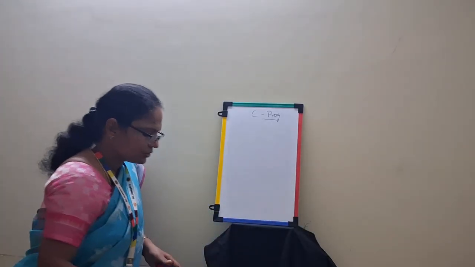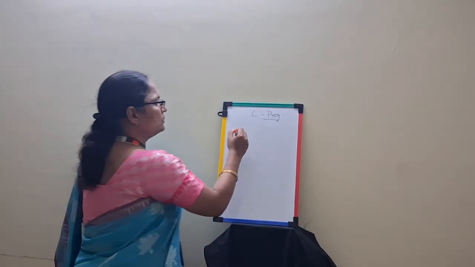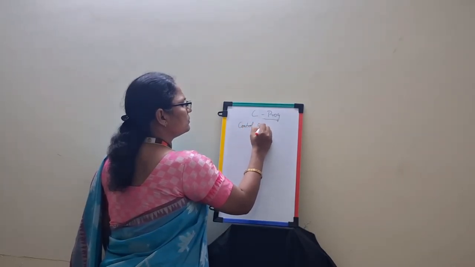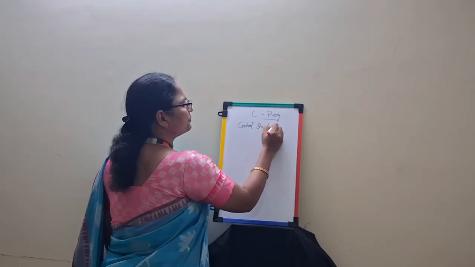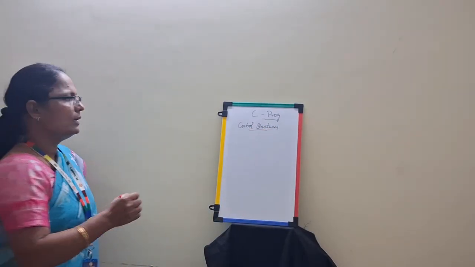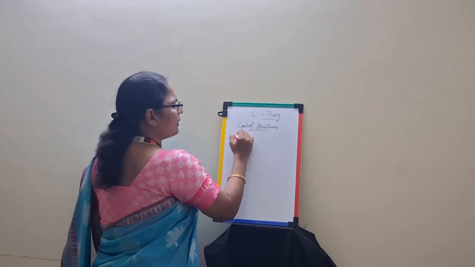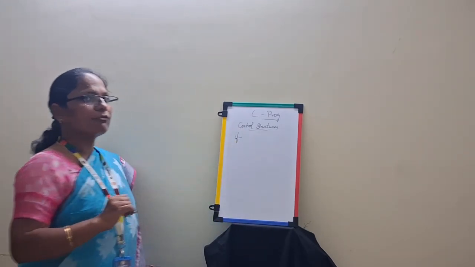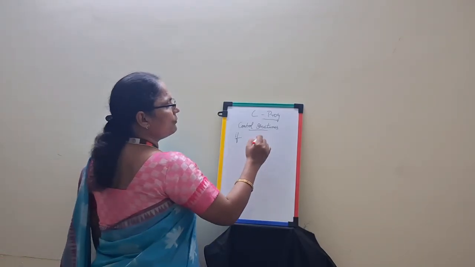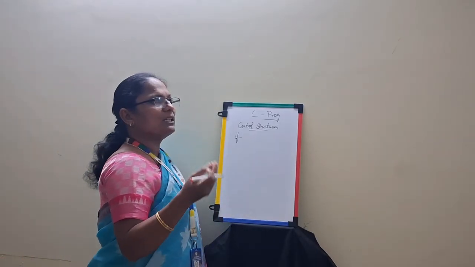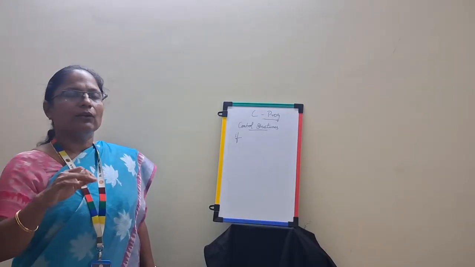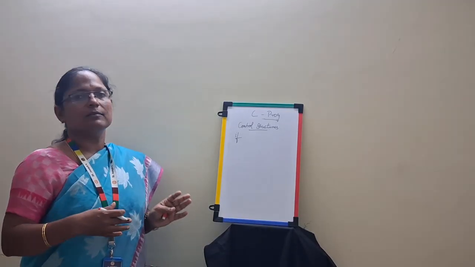What are the control structures available? See, first initially I have the if control. What do you mean by if? For example, if I want to write a program to check whether a particular person is eligible to vote or not, how can I solve that in a C program?